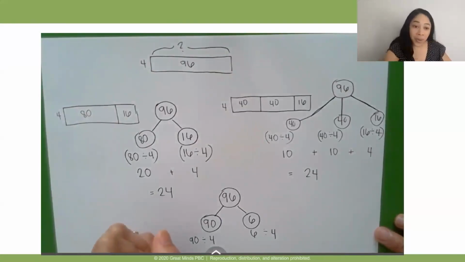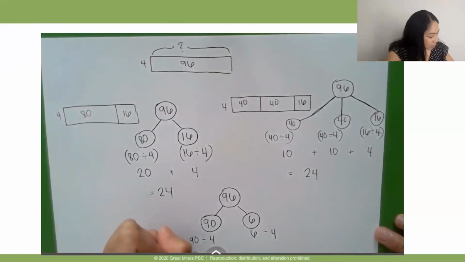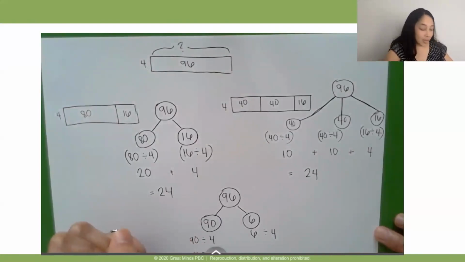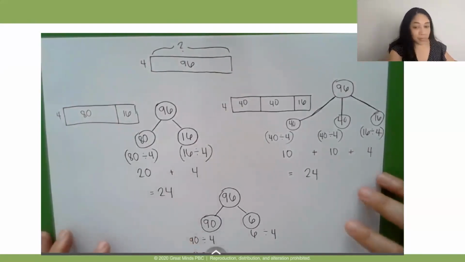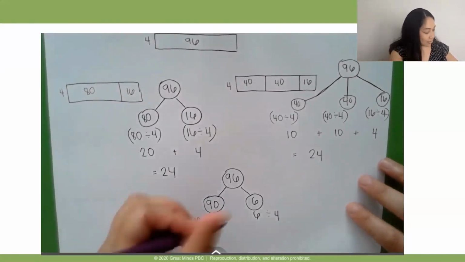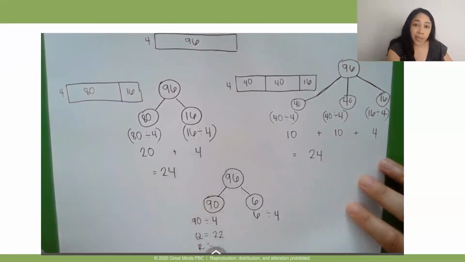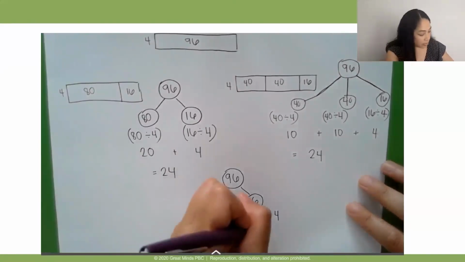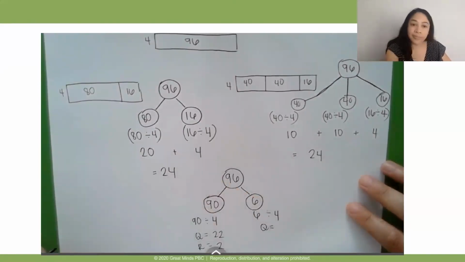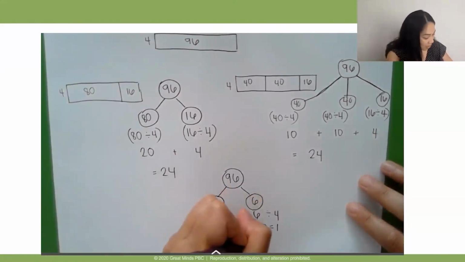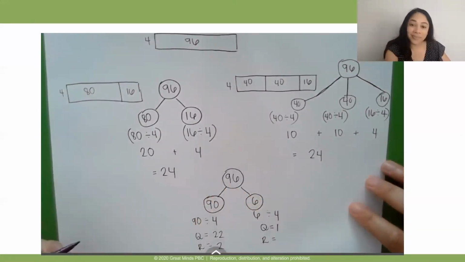90 divided by 4 has a quotient of 22 and a remainder of 2. 6 divided by 4 has a quotient of 1 and a remainder of 2.